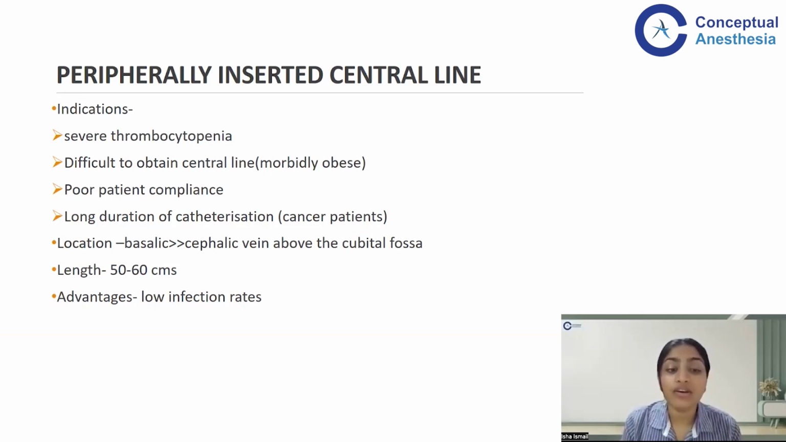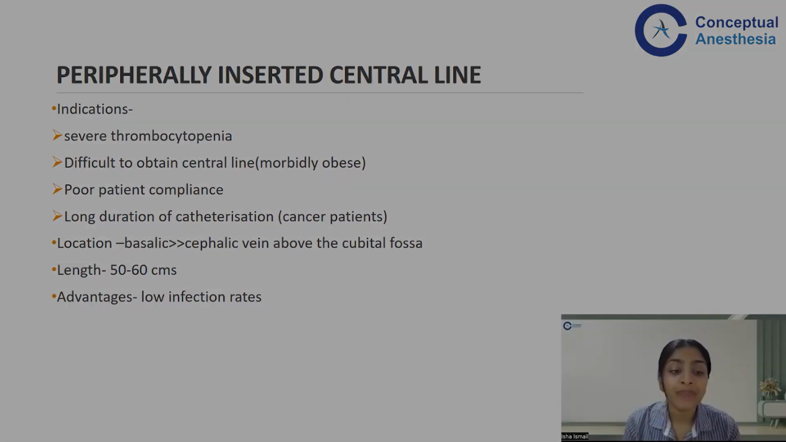Patient is not having good compliance, moving terribly, it's not safe for you to go for a central line in the neck. And long duration of catheterization, like a cancer patient, you know they're going to require catheterization for a long period of time. So you'll put a PICC line in either the basilic or cephalic. Basilic is generally preferred above the cubital fossa. Basilic is preferred because it is wider and straighter.